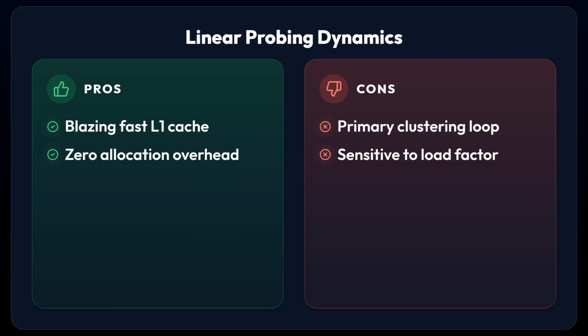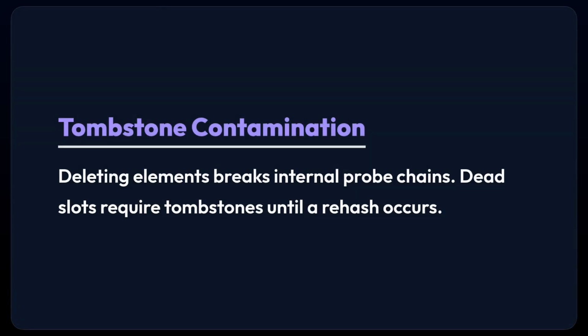Open addressing also makes deleting data highly complex. If you simply empty a slot, you break the search path for colliding elements further down the line. We must leave a placeholder, known as a tombstone. Over time, the table becomes a graveyard of dead entries, slowing down searches until the system performs a full rehash to purge them and reclaim the memory.